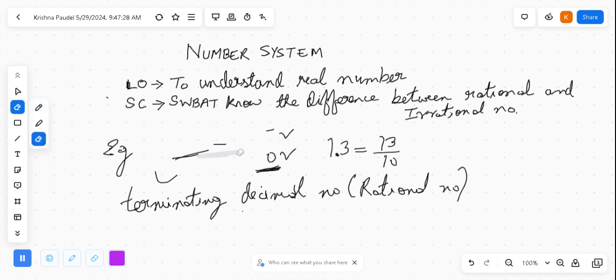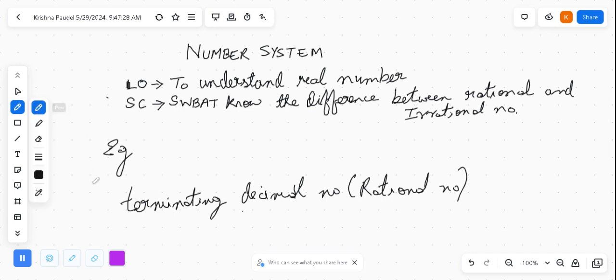Let's take a decimal number only, but this time let's take a non-terminating repeating decimal number. Example. So what do we understand by non-terminating repeating decimal number?